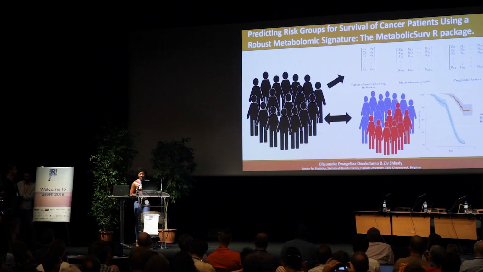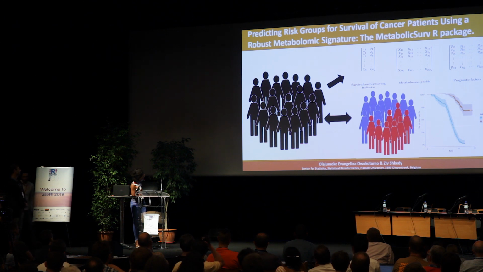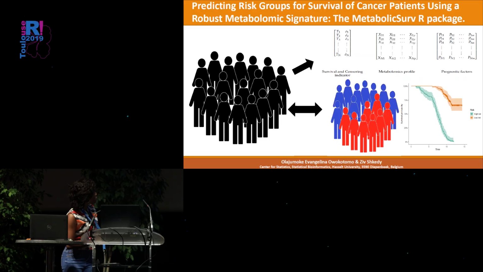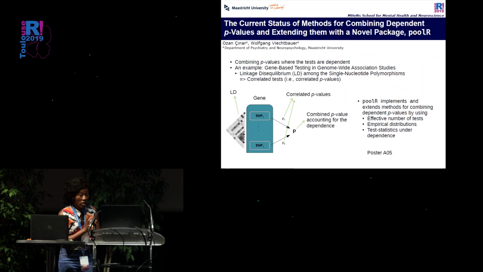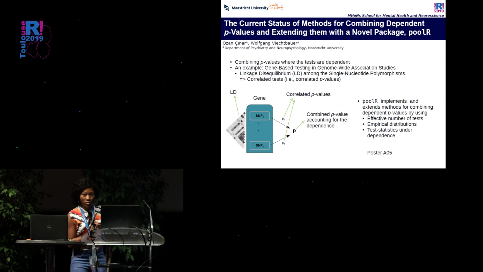Hi everyone. Have you ever wondered how you can use omics data such as proteomics and microbiome metabolomics data in order to predict survival of cancer patients by dividing them into risk group? That is what the metabolics of package is doing. So the idea is we have cancer patients and we want to divide them into two risk groups. So it would be nice for you to come over for us to have some discussion.